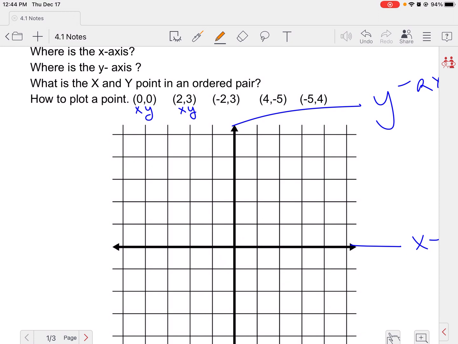The point 0, 0, that's what we call the origin. That's the very center of our graph. We didn't go any up or over on the x and y axis, and that's our starting point for plotting any point. Blue, so 2, 3. I would go over 2 because that's my x, and then up 3, that's my y. And that's where I'm going to plot my point. And then negative 2, 3. Well, x is negative going this way, and then I would go up a positive 3.